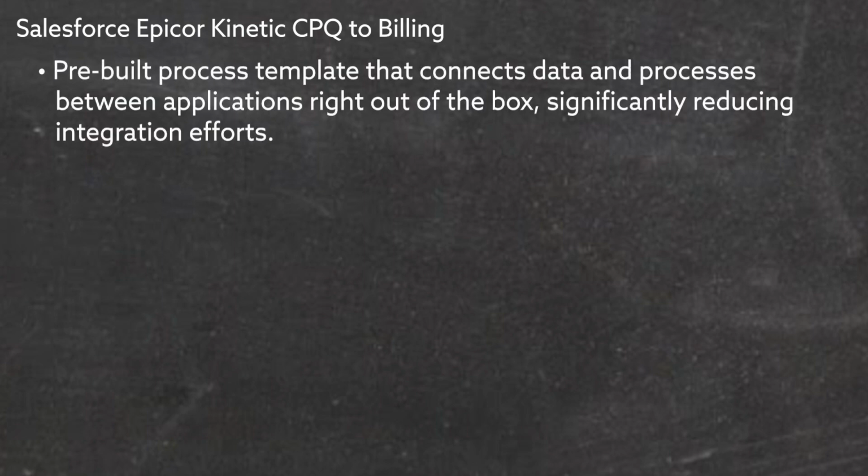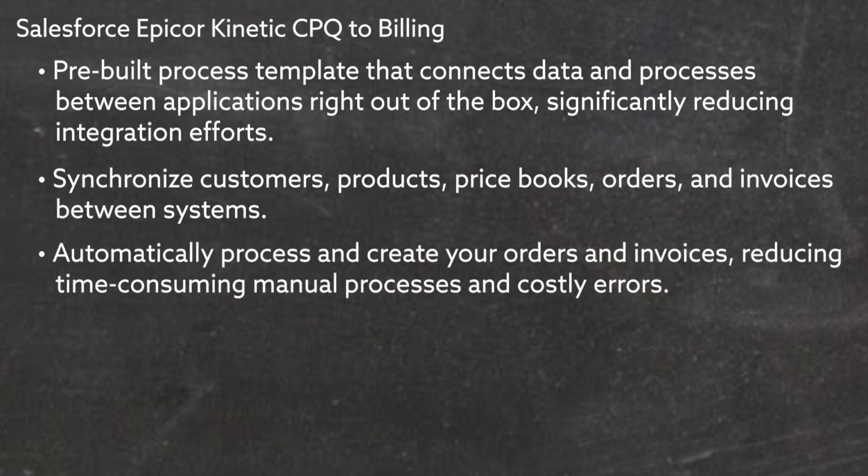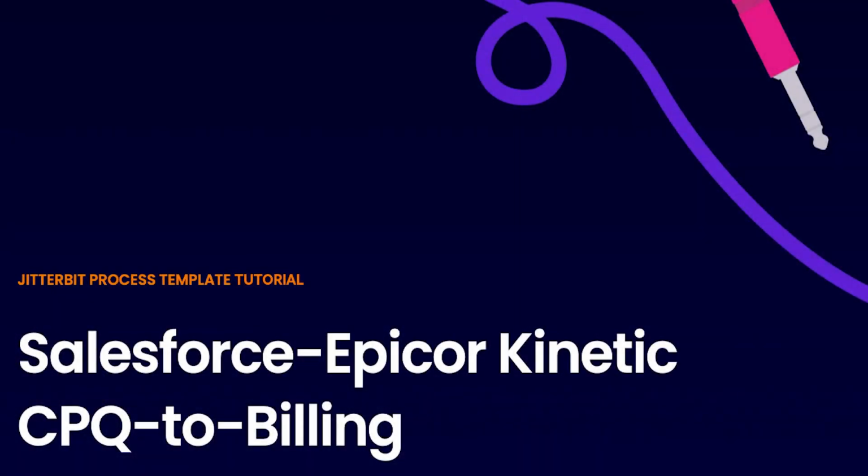The Salesforce-Epicor Kinetic CPQ to Billing process template is a pre-built process template that connects data and processes between applications right out of the box, significantly reducing integration efforts. Synchronize customers, products, price books, orders, and invoices between systems. Automatically process and create your orders and invoices, reducing time-consuming manual processes and costly errors. Let's begin with installing the process template.